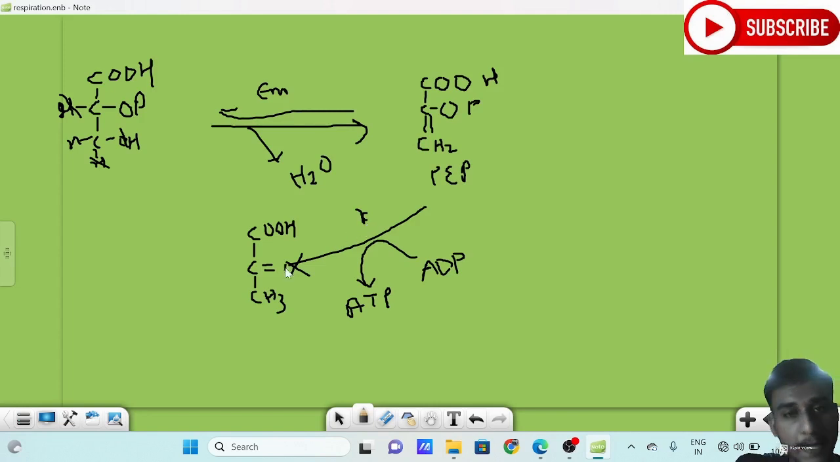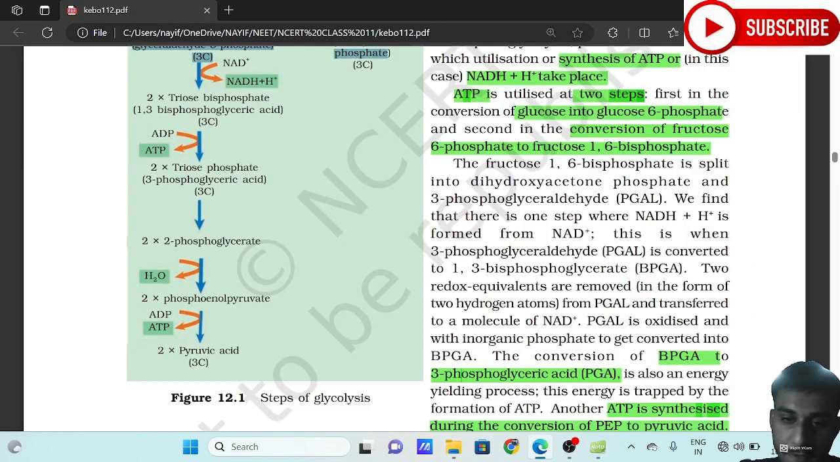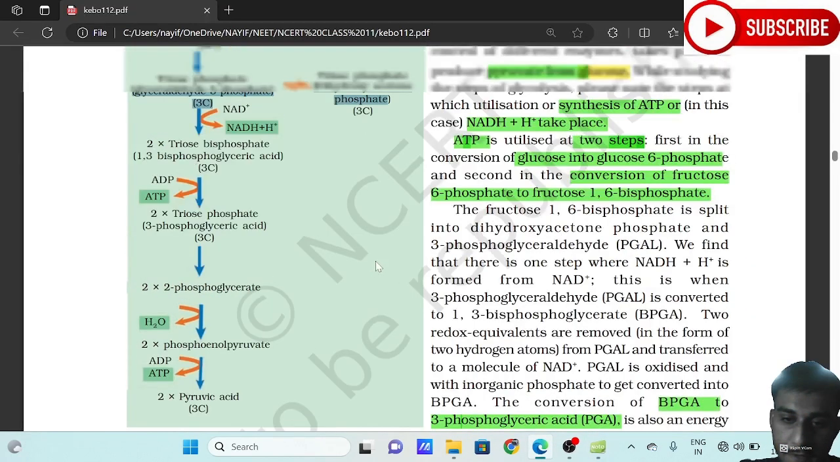Yes, it is adding. Just check the reverse condition. From pyruvate to phosphoenol pyruvate, the phosphate group is added. So the enzyme is a kinase enzyme. Actually, the name of the enzyme is given in the reverse order. Okay, so this is the condition. So we ended the glycolysis process. Now this is the end of the glycolysis.